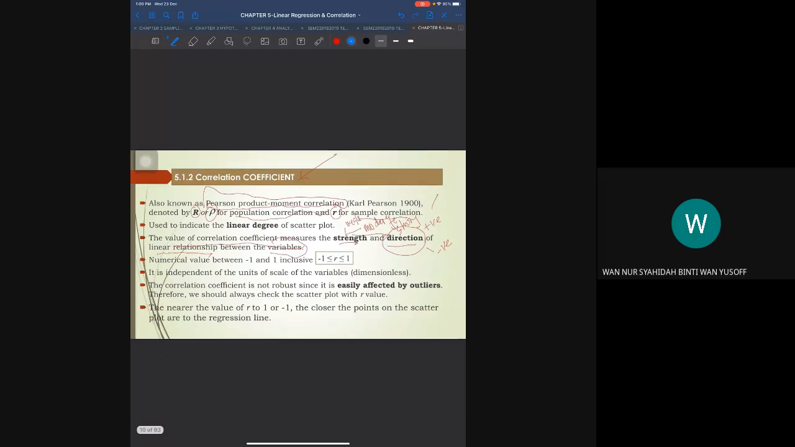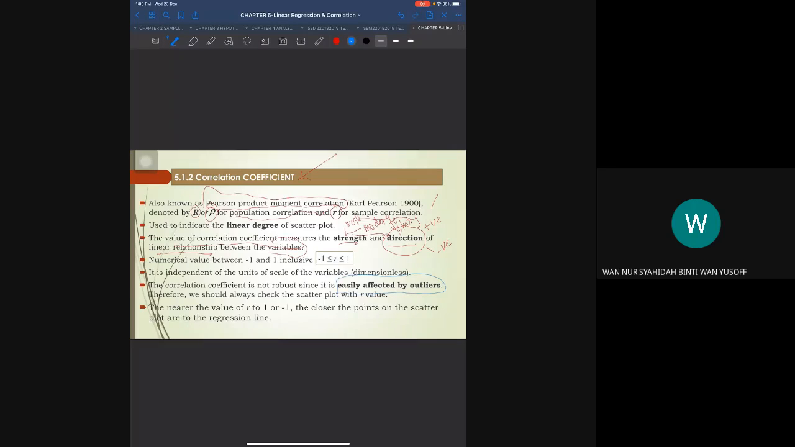If you have a positive r, then it is a positive relationship. If you have a negative r, then you will have a negative relationship. The r is between -1 and 1. It is dimensionless; there is no unit representing r. Correlation is not robust since it is easily affected by the outlier.